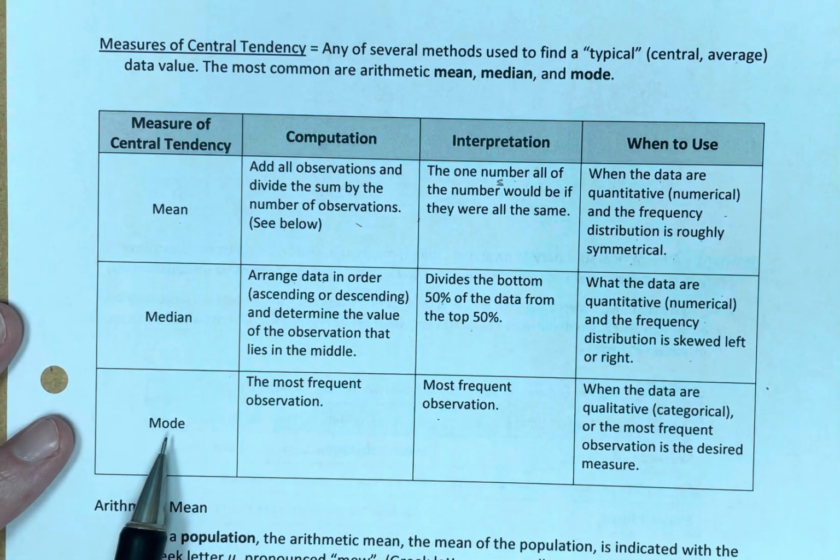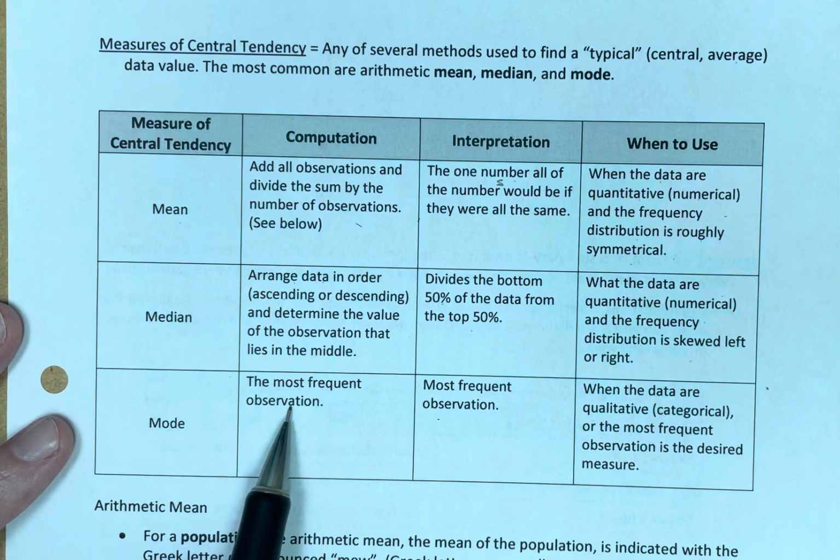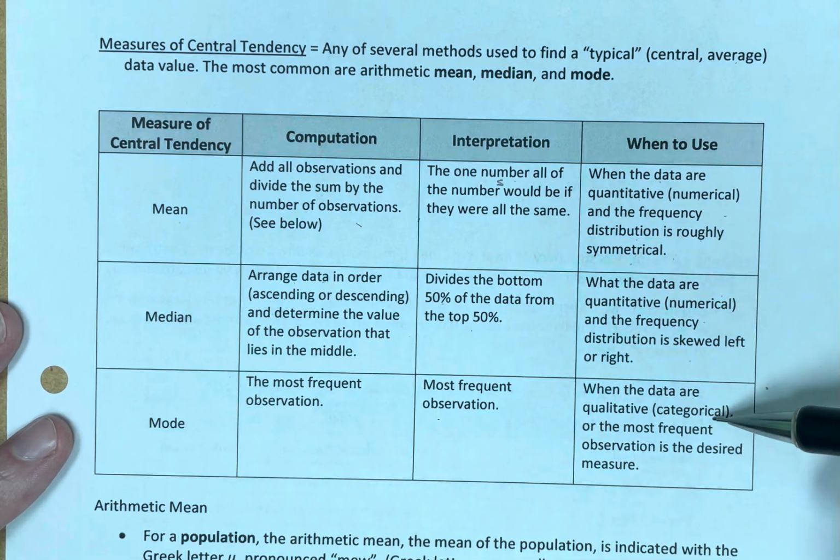The mode is the most frequent observation. That's the interpretation and how you compute it. Just find the one or more values that appear more than others. You might have no mode, you could have one mode, you could have multiple modes. When do we use this?